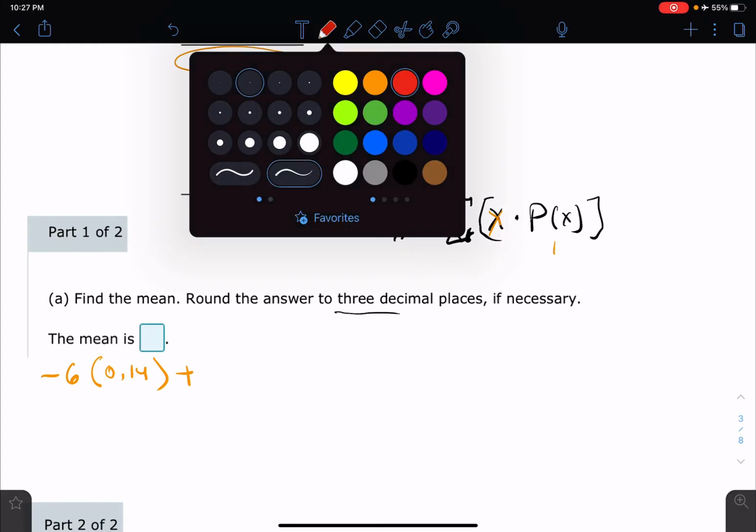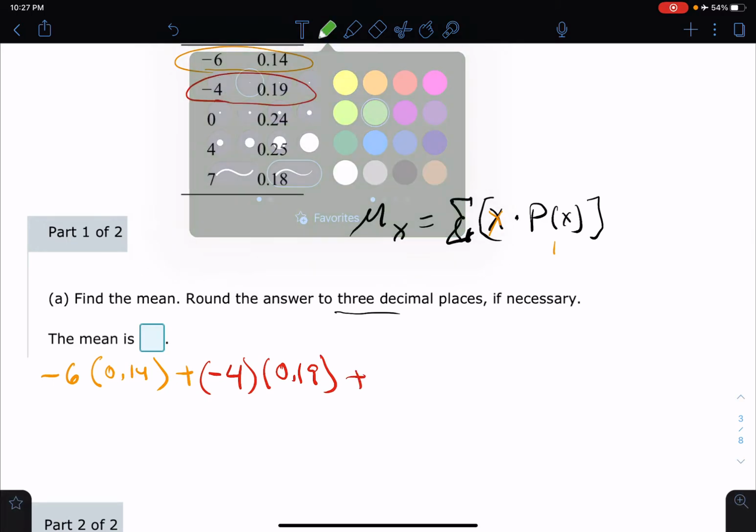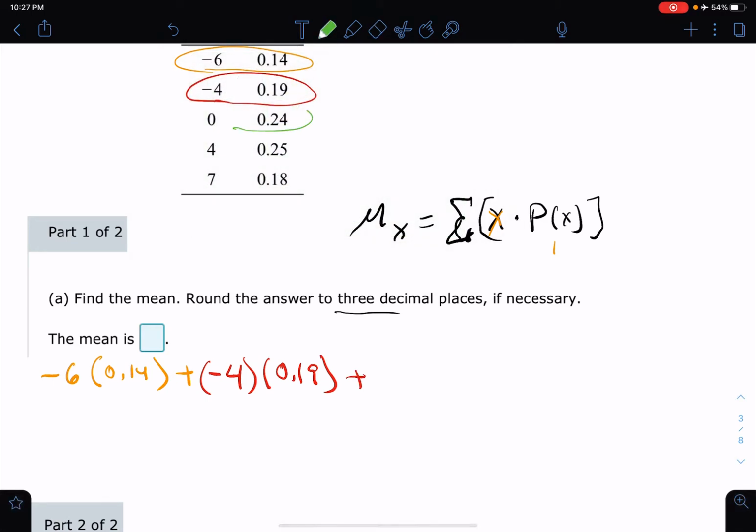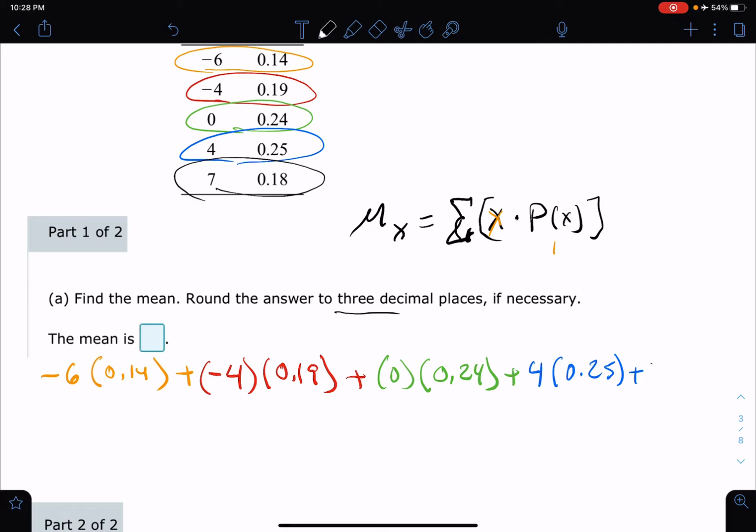I'll grab another color just to keep that. And so the next one is, the event is getting a -4, and the probability of getting a -4 is 0.19. Let's go another one. How about green? The event is getting a 0, and the probability of getting a 0 is 0.24 plus. I guess I can keep it up. Just 2 more to do now. The event is 4. The probability of getting a 4 is 0.25. And then finally, black. To get a 7, the probability of getting a 7 is 0.18.